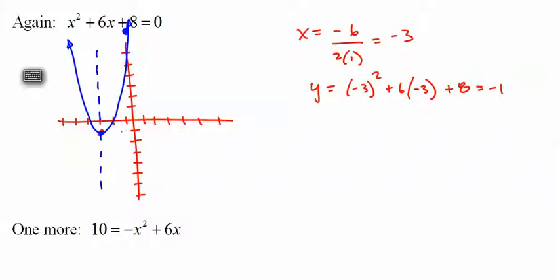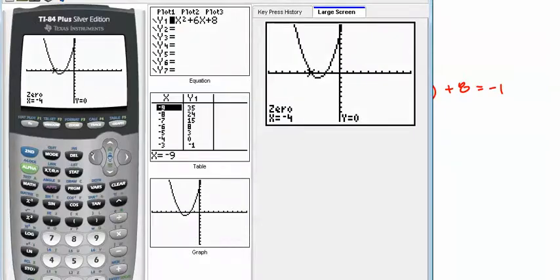So hey, we got lucky. 1, 2, 3. Here is -4, comma 0. That's one of the roots. X equals -4.